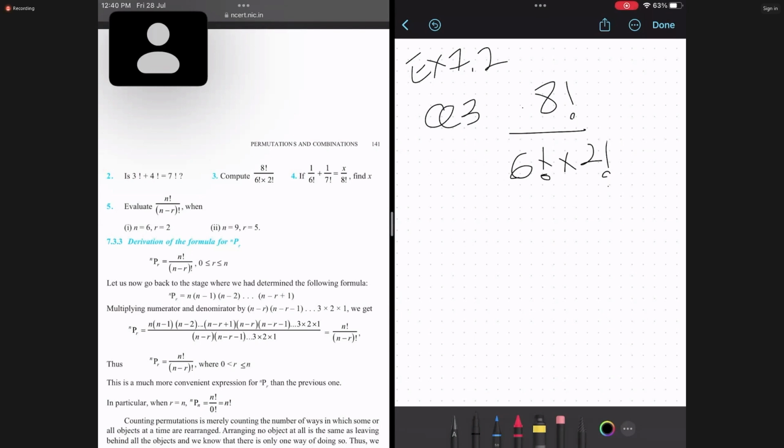Rather than doing that, let us simplify the term first, and then we can carry out our calculations. So 8 factorial could be written as 8 into 7 into 6 factorial. Correct.